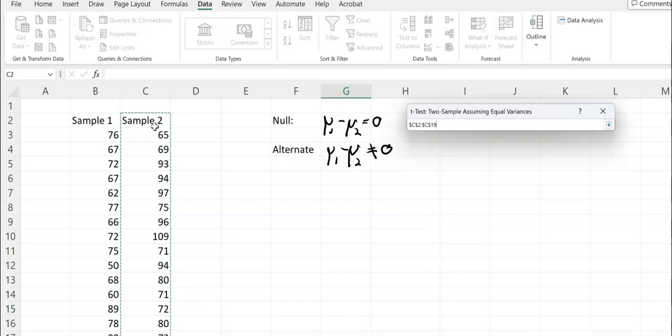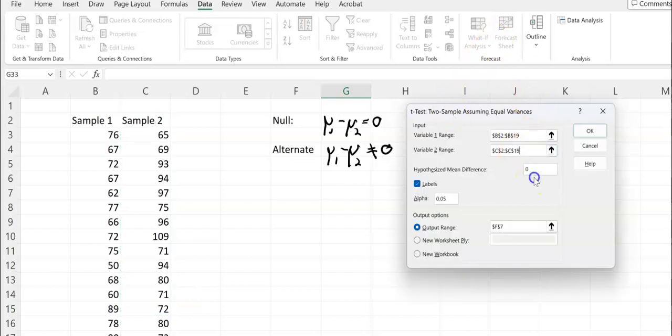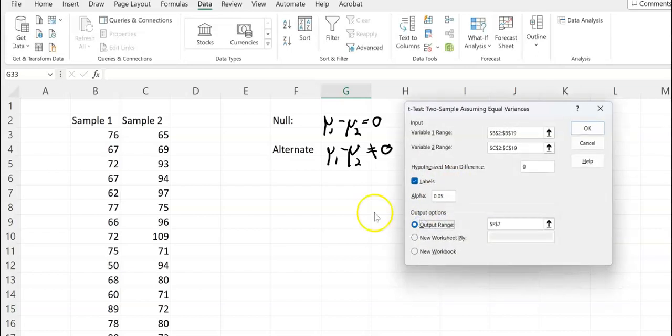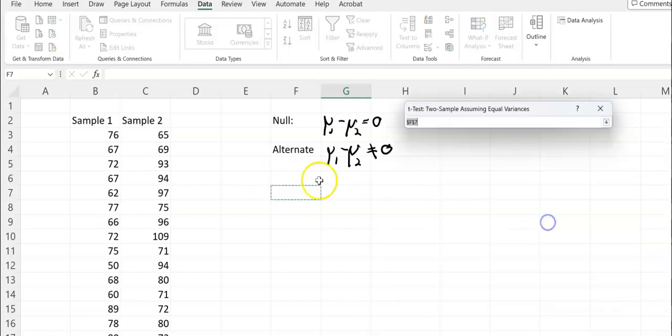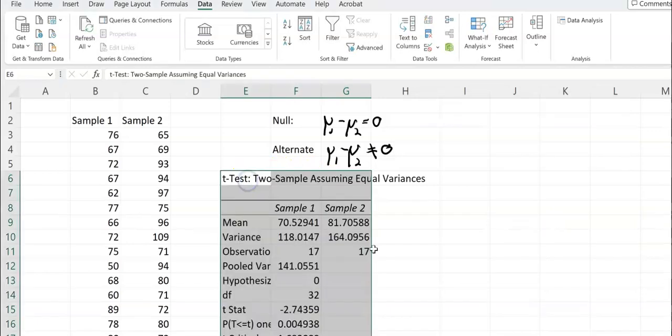And then I pick the second one too. My hypothesized mean difference is always going to be 0, because that's what I'm testing here. And I do have labels, so I'm going to click on labels. My alpha is 0.05, and I want to put my output, let's say, right here. And then I get my results.